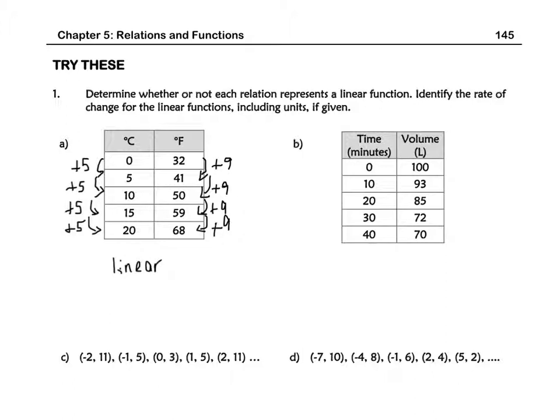And because this is linear, we're asked to identify the rate of change. So the rate of change for this one would be: the Y's, or dependent variable, is changing by 9, and the independent variable is changing by 5. And that would be degrees Fahrenheit per degree Celsius. And you might want to change that to the decimal of 1.8 degrees Fahrenheit for every degree Celsius.